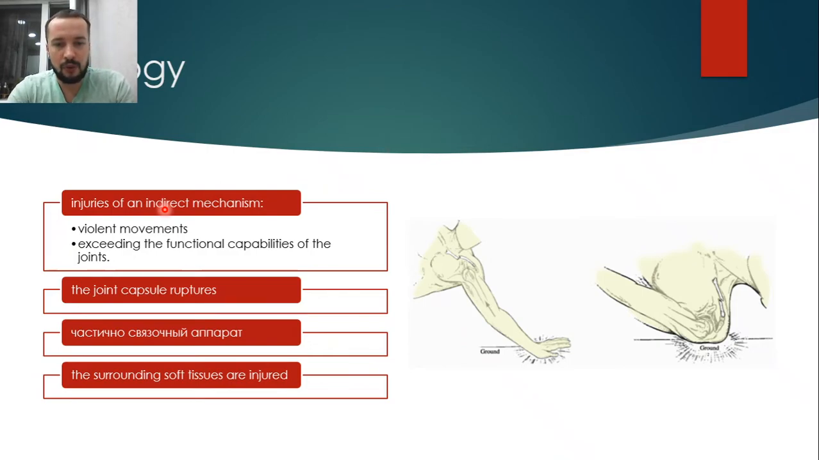For example, violent movements exceeding the functional capabilities of the joints. In this case, as a rule, the capsule of the joint is torn, the ligamentous apparatus is partially torn, and the surrounding soft tissues are injured. There you see a few words in Russian. Sorry, I don't translate it. There needs to be the ligamentous apparatus.